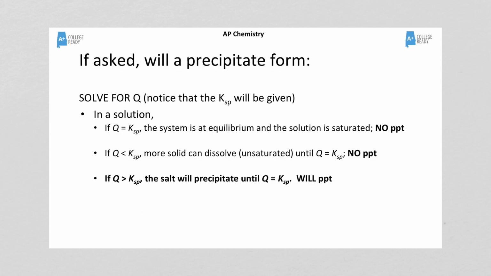You could be asked a question with Ksp, will a precipitate form? And if you're asked that, that's really a Q question. Notice if you're asked the question, will a precipitate form, you're going to know K, or Ksp in this case. So what we're looking for here is we do the same thing. We'd write a Q expression, which would look just like our Ksp expression. We'd plug in the values that were given for each ion, and then we'd be looking for Q to be greater than Ksp, because what that would mean is there are so many ions in the solution, there would be enough ions to form the solid so that we could actually see it.